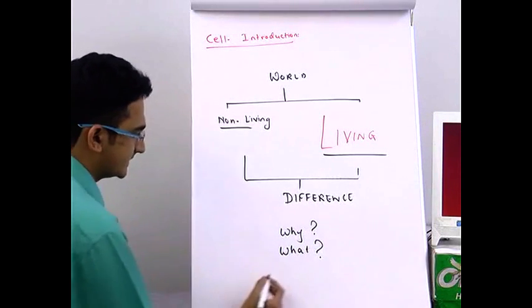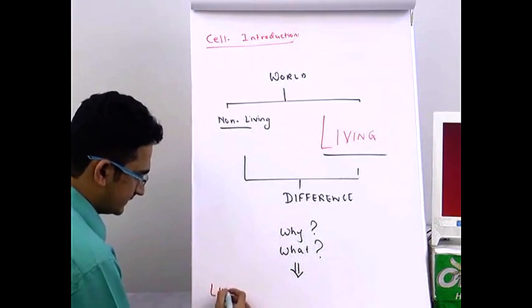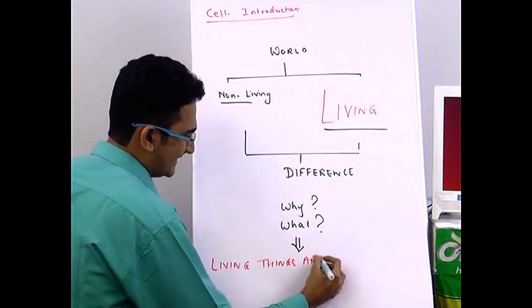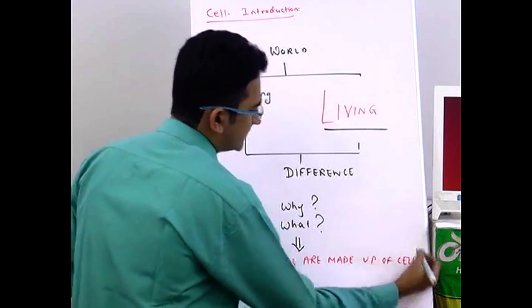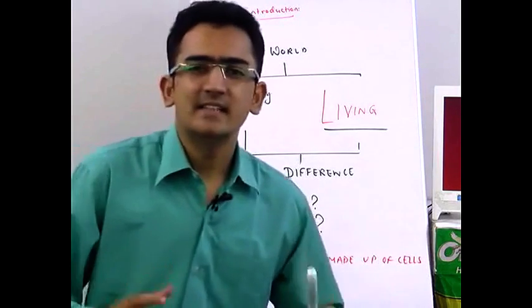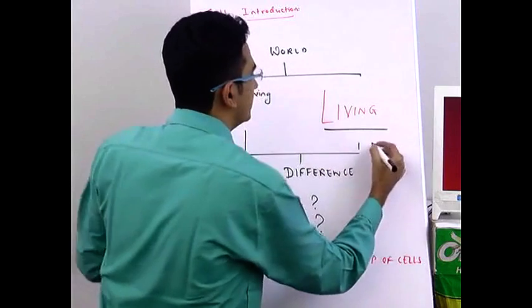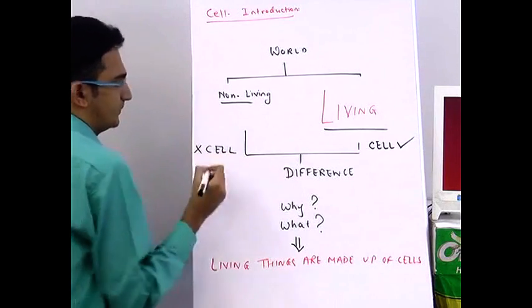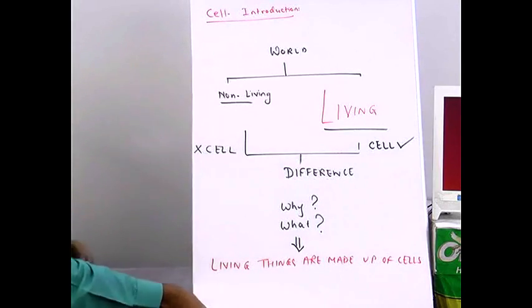The difference is that living things are made up of cells. Living things are made up of cells. That is the difference. The cell is present here. Here there is no cell. This is the main difference between living and non-living things. Now, let's go further ahead into cell introduction.